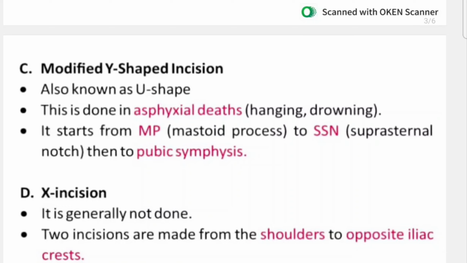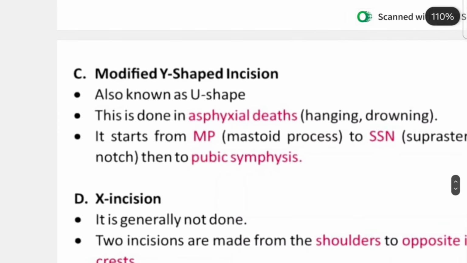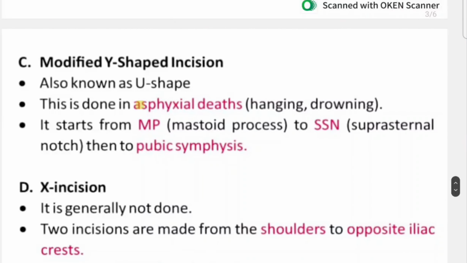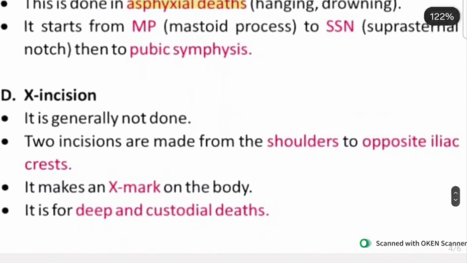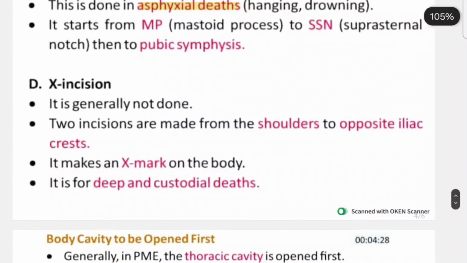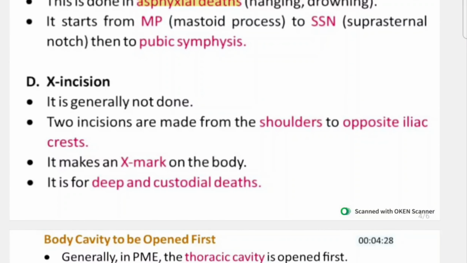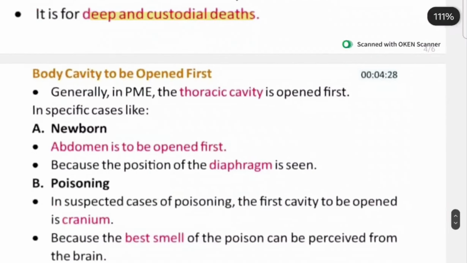Another type is the modified Y-shaped incision. Mostly this is done in asphyxial deaths, and it starts from the mastoid process to the suprasternal notch and then to the pubic symphysis. The fourth type is the X incision. It is generally not done. Two incisions are made from the shoulder to the opposite iliac crest, making an X mark on the body, and it is for deep and custodial deaths. It is the rarest one, mostly not done.